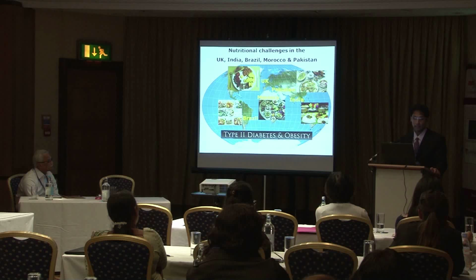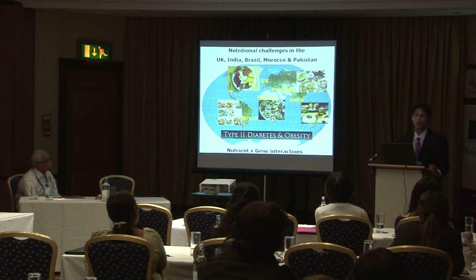It's none other than the increased prevalence of type 2 diabetes and obesity. So we have different genetic makeup, different dietary patterns, but there's increased prevalence of type 2 diabetes and obesity in all these populations. So you don't need a better justification of why you need to do nutrient-gene interaction analysis.